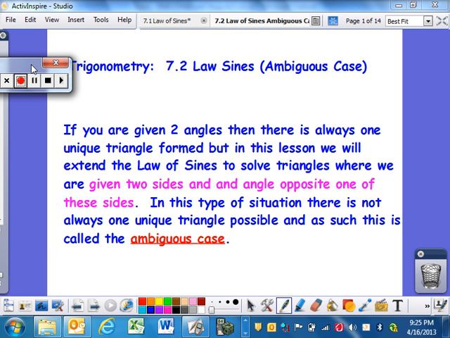Alright everybody, this is section 7.2. We are once again going to talk about the law of sines, but it's going to be the ambiguous case. So in the first section we were given two angles every time, and that allowed us to make one unique triangle each time. We didn't have to think about it, we just solved the triangles and there was nothing to do or any worries that happened.